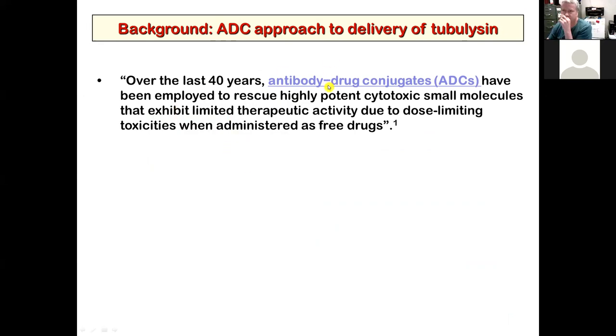Over the last 40 years, antibody drug conjugates have been employed to rescue highly potent cytotoxic small molecules that exhibit limited therapeutic activity due to dose-limiting toxicities when administered as a free drug. The idea is, a lot of chemicals and natural products are very potent anti-tumor drugs, right? But if you administer them as a free drug, it's actually kind of toxic to you. So if there's a way to specifically target a cancer cell, then the toxicity of the drug doesn't really matter, because when it's attached to the antibody, it's not toxic, right?